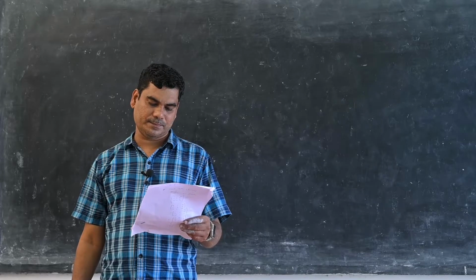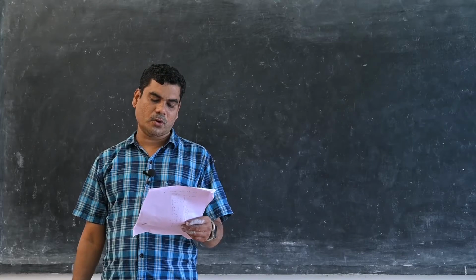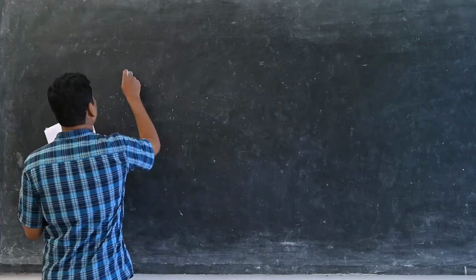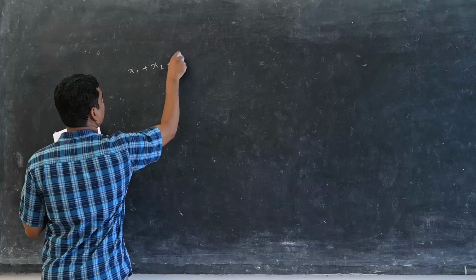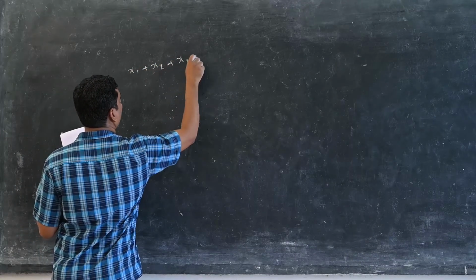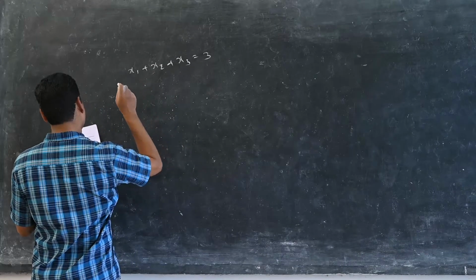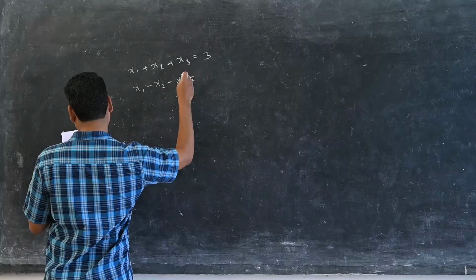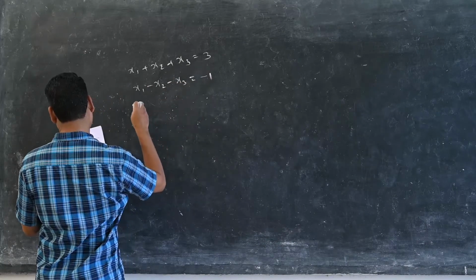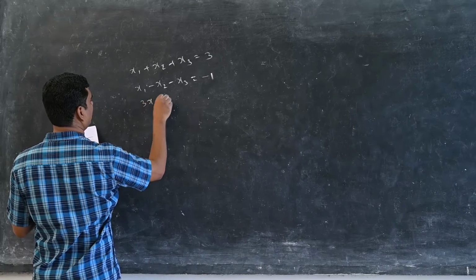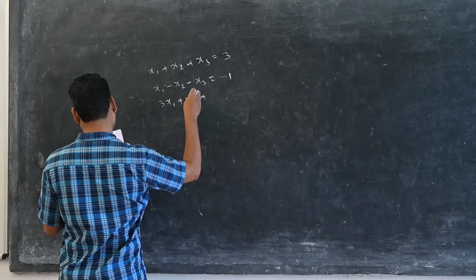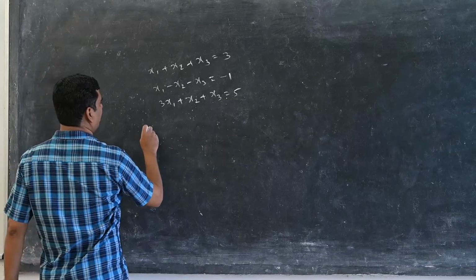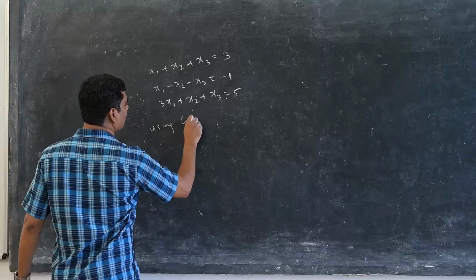Next example, solve the system of equations x1 plus x2 plus x3 is equal to 3, x1 minus x2 minus x3 equal to minus 1, 3x1 plus x2 plus x3 is equal to 5, using Gauss-Jordan elimination.